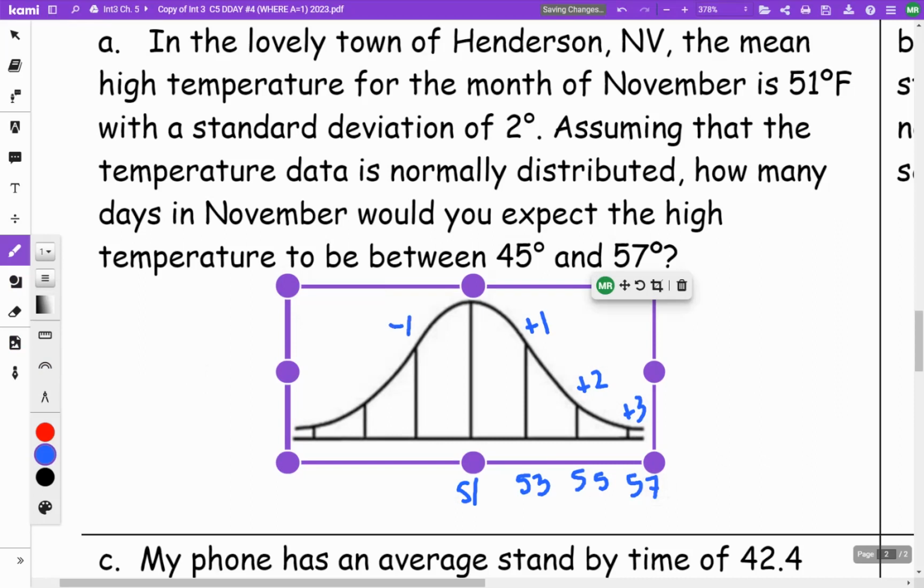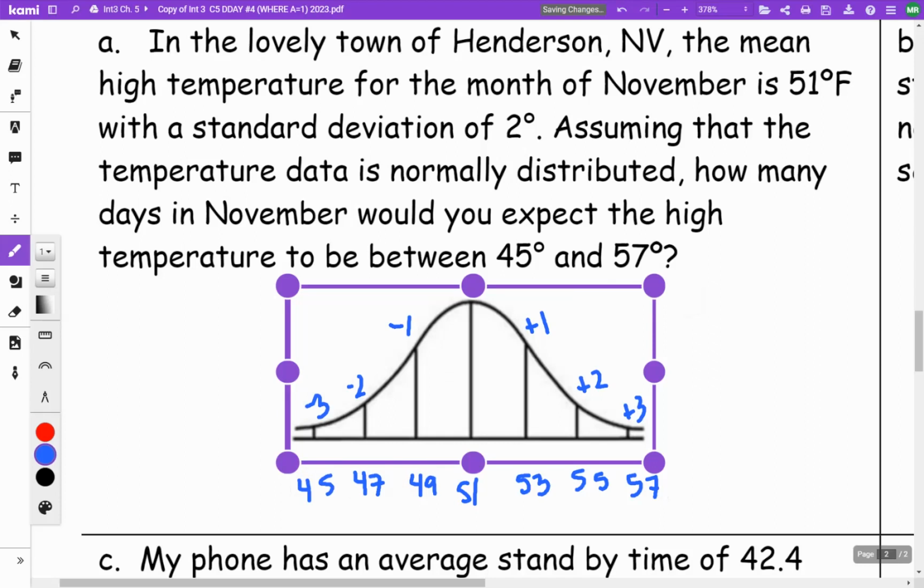Going the other direction, -1 as a z-score. I'm taking 2 off, so I'm going to be at 49. I'm going to take 2 off. I'm going to be at 47. And take 2 off, I'm going to be at 45. So that's -2, -3. Okay.